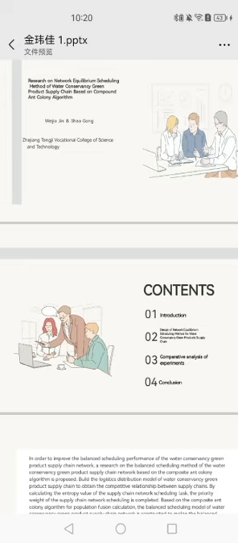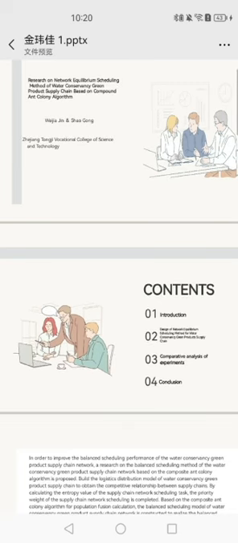Based on the composite and colony algorithm for population fusion calculation, the balanced scheduling model of water conservancy green product supply chain network is constructed to realize the balanced scheduling of water conservancy green product supply chain network. The experimental results show that the proposed method has better performance in the supply chain balance, scheduling responsiveness and storage facility utilization of water conservancy green products.